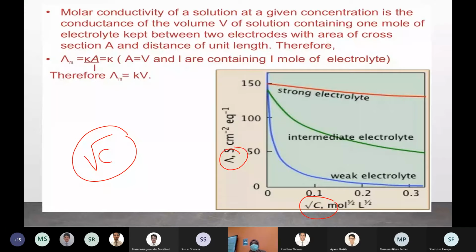So what is the reason for the increase in molar conductivity? There are 2 points to be discussed and you should be very clear with them. Why does molar conductivity increase? And if it increases, why is it not uniform for different types of electrolyte? Why does a strong electrolyte have a smaller increase in molar conductivity compared to a weak electrolyte? So you should be very clear with these 2 points. Why does dilution increase the molar conductivity?